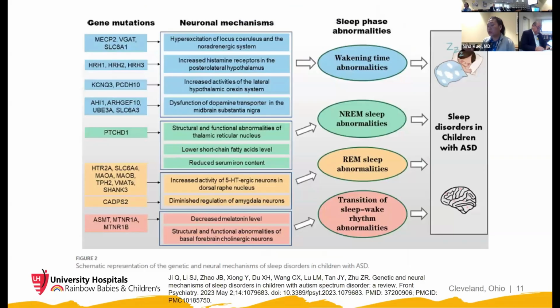All right, and this is a chart that I also really like from the same paper, which lists all the gene mutations that we know currently. What mechanisms do they have in the brain with our neurons? How does that translate to the sleep phase abnormalities that we see in children with autism?